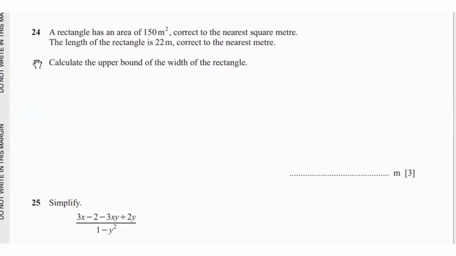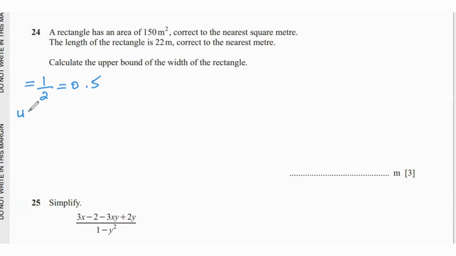Next question says, a rectangle has an area of 150 meters square, correct to the nearest square meter. The length of the rectangle is 22 meters, correct to the nearest meter. Calculate the upper bound of the width of the rectangle. So the area is correct to the nearest square meter, so degree of accuracy divided by 2. For the area, 1 over 2, that's 0.5.